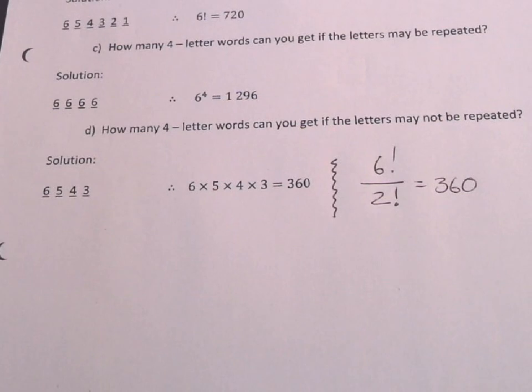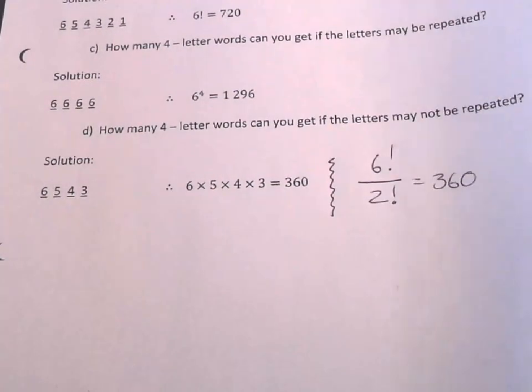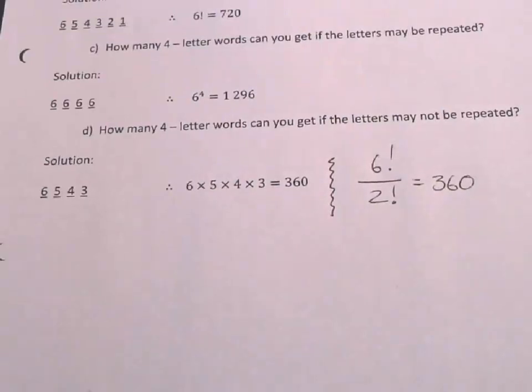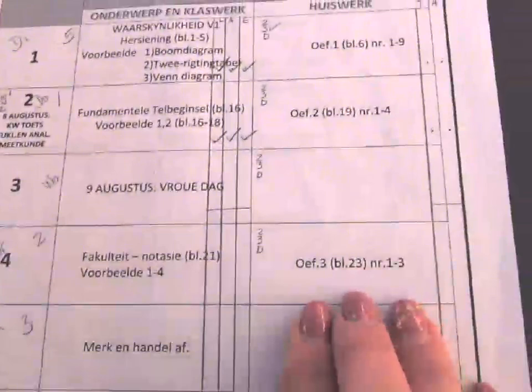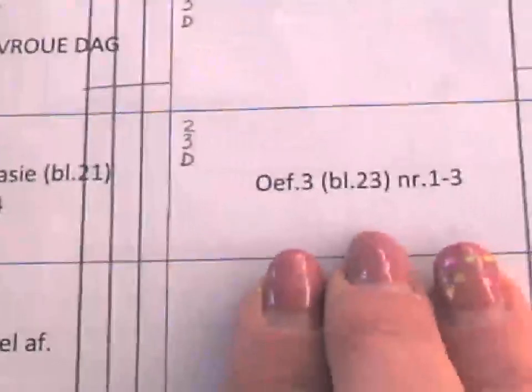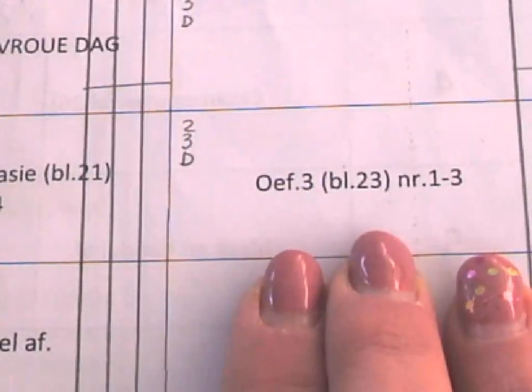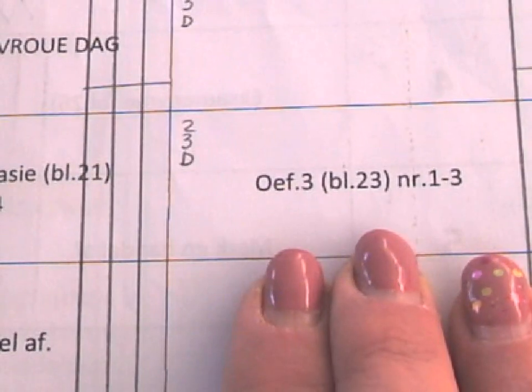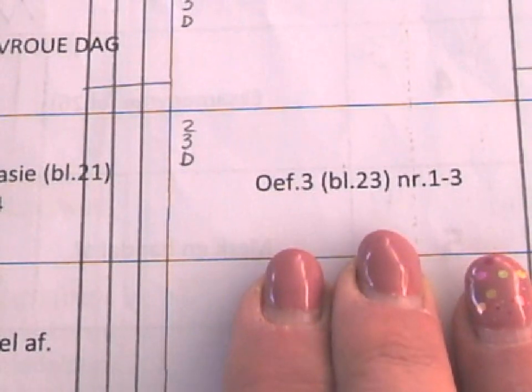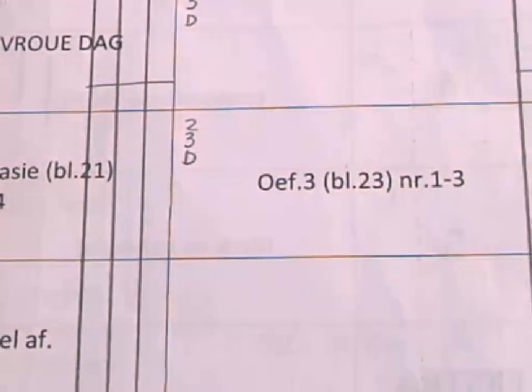And that's our lesson on factorials for today. Your homework for Monday: Exercise 3 on page 23, number 1 till 3. And now you need to page to exercise 1.